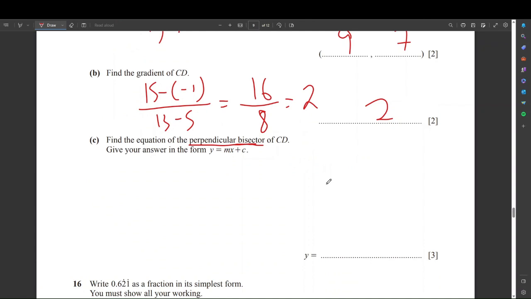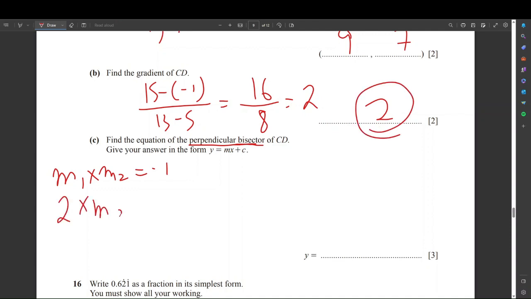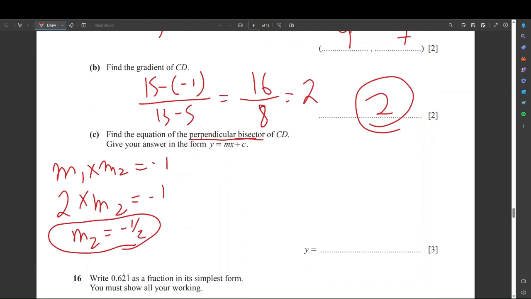So basically, we need to first use this logic, which is m1 into m2 is equal to minus 1. We use 2 as one of these values, so 2 into m2 is equal to minus 1, and m2 is equal to minus 1 by 2. So any line with a gradient of minus 1 by 2 will be perpendicular to the line CD. Now, we know the gradient, so y is equal to minus x by 2 plus c.